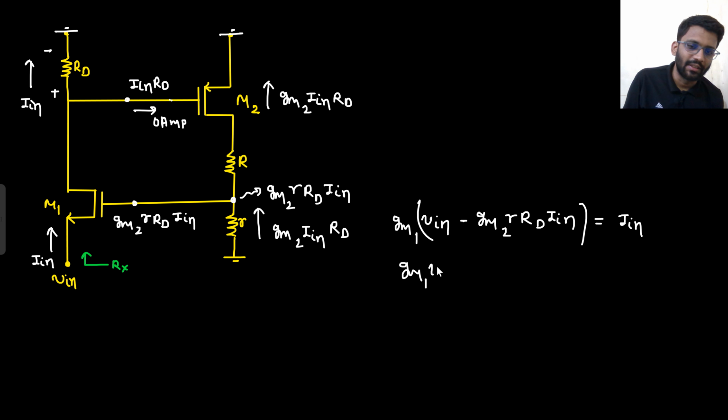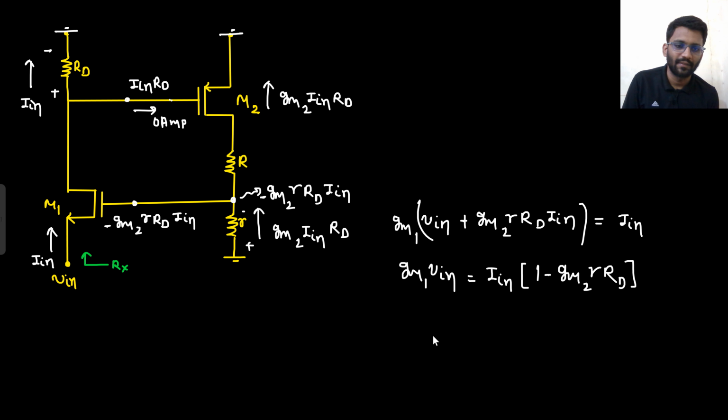So gm1 Vin would be equal to Iin into... one issue is there that this sign will be negative, this will be positive here, right? This drop will be plus minus like this, right? So this will be positive, and here you will get 1 minus gm2 R into RD, right? So Vin by Iin. Just a second. Yeah, so actually I missed gm1 here, right? It would be 1 minus.